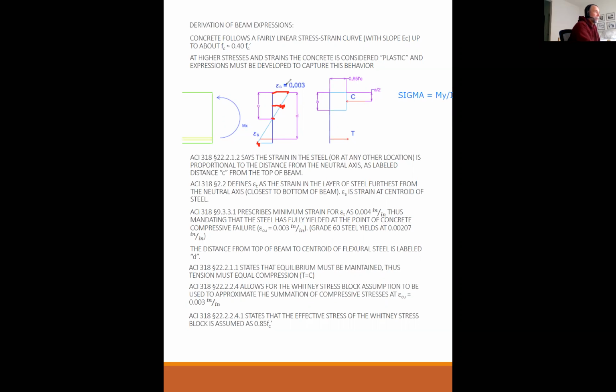Yes, except the stress is not linear, the strain is linear. If the strain is linear, the stress is shaped like that. It's parabolic. And we don't want to do this. That's the whole point of this conversation. I don't want to work with this stress. That's too difficult. I'm an engineer. I want an efficient solution so I can get on with my life. So I'm not going to use this realistic version of the stress. I'm going to use this approximation, the Whitney stress block.